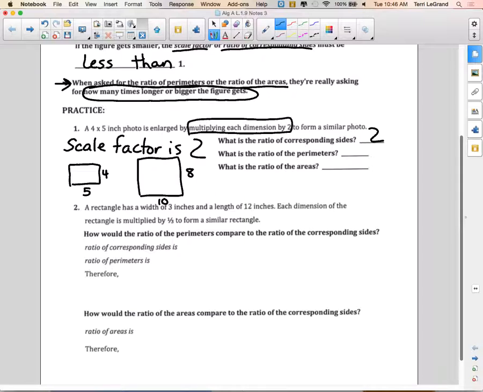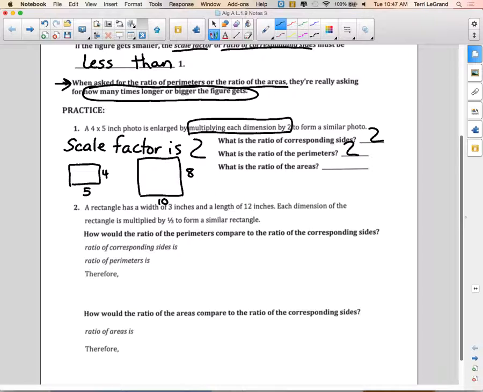Okay, what's the ratio of the perimeters? Remember, what are they asking when they say the ratio of perimeters? What are they really asking you? Andrew? How many times longer it is? How many times longer is the new one going to be? 2 times. Remember, whatever the scale factor is, that's what's going to happen to the perimeter also. Same thing is going to happen to the perimeter.